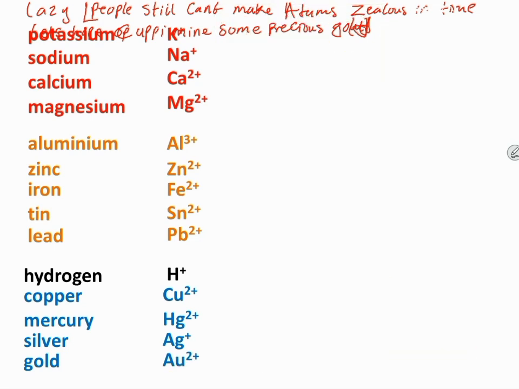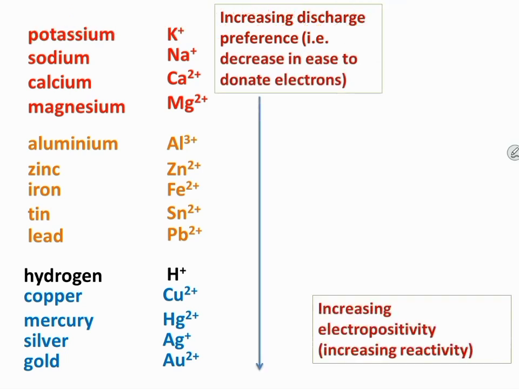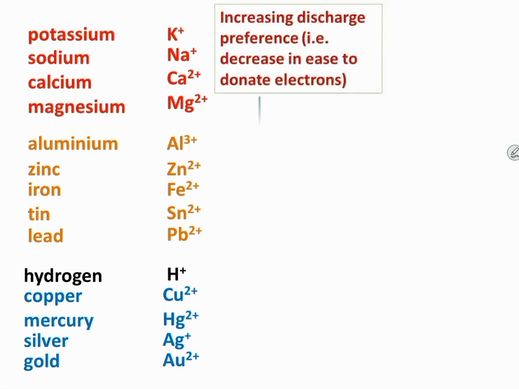Now let me take this out. Now this down here shows what? Increasing discharge preference, which simply means that those at the bottom will easily be discharged. Those at the bottom will migrate better, will easily be discharged at the cathode. That means they will easily migrate to the cathode. That's for the electropositive series.